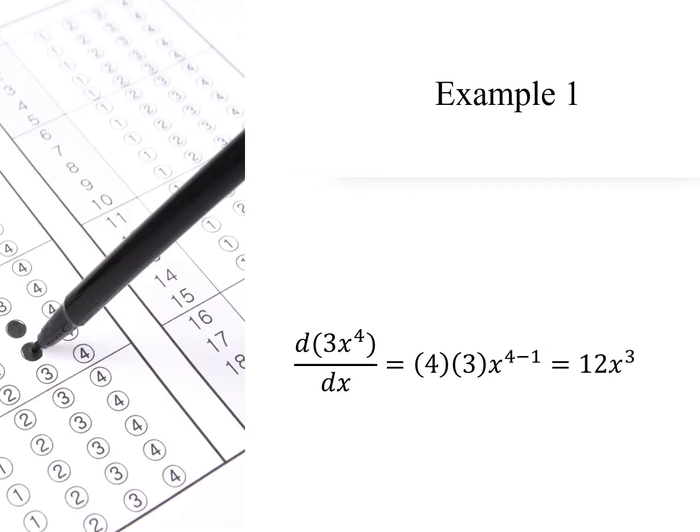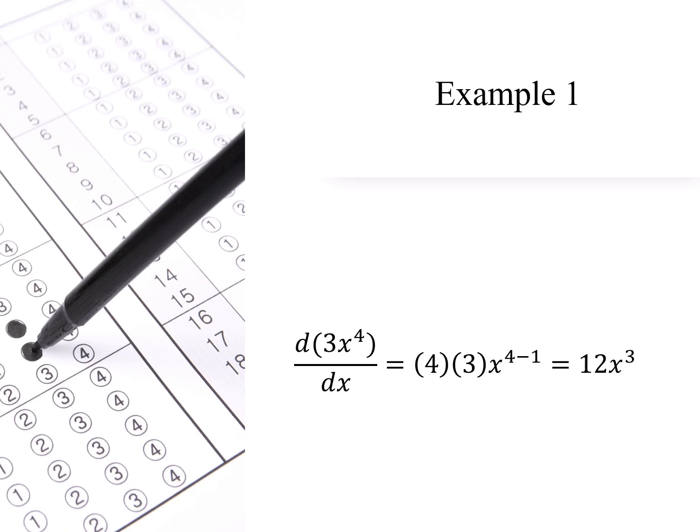Let's look at an example. Suppose we want the derivative of 3 times x raised to 4. Using the rule, we multiply 4 by the coefficient 3, and then subtract 1 from the exponent 4. That gives us 12 times x raised to 3.